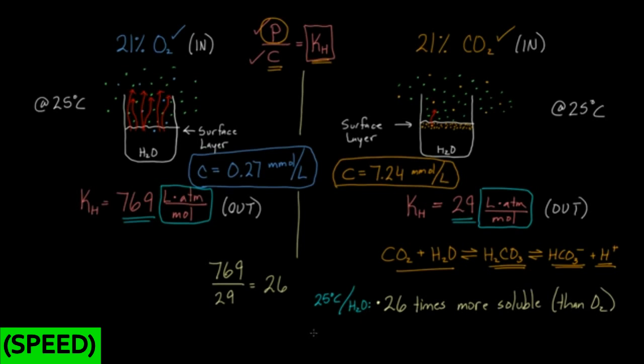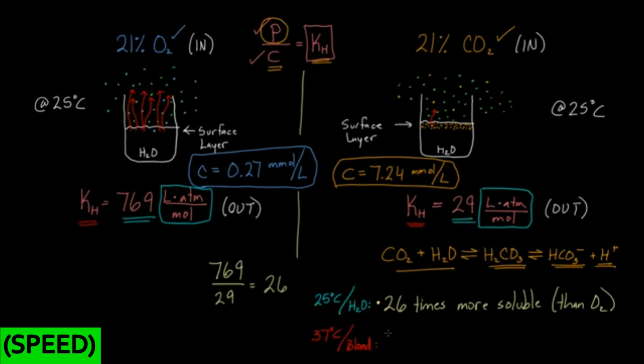Now you might say, well, that's fine for 25 degrees Celsius, but what about body temperature? What's happening in our actual body? What's happening in our lungs? So in our lungs, we're at 37 degrees Celsius, and instead of water, it's blood, which is slightly different than water, right? The consistency is different. And so these K sub H values are actually temperature dependent, and they're going to change as you increase the temperature.